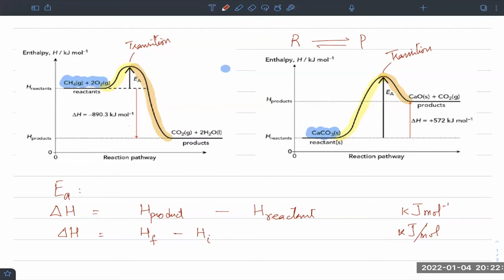So why do they need that energy? Because they need to collide with enough force that the bonds they already have are broken. So they must collide with enough force that the bonds that they already have must break. So obviously that force you need to supply in the beginning. And that is why activation energy is always positive. It's always supplied from the surroundings to the system.